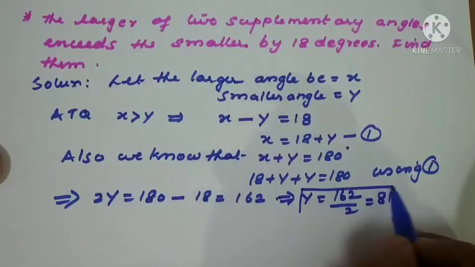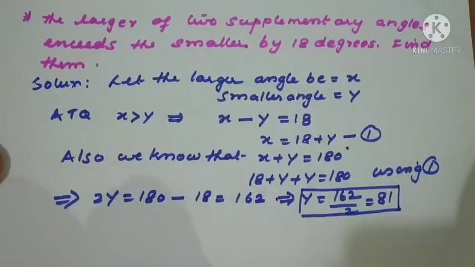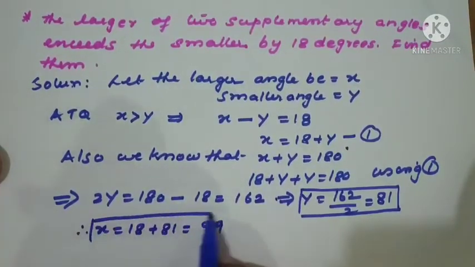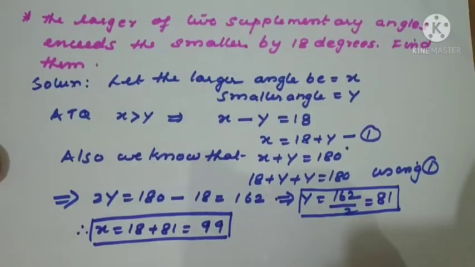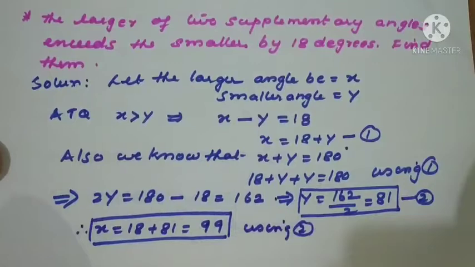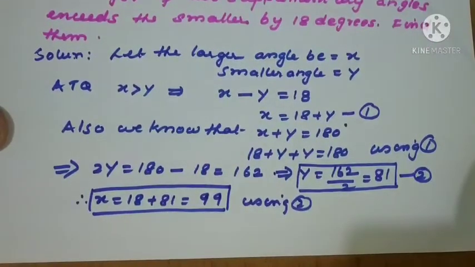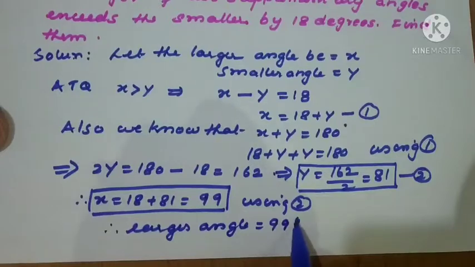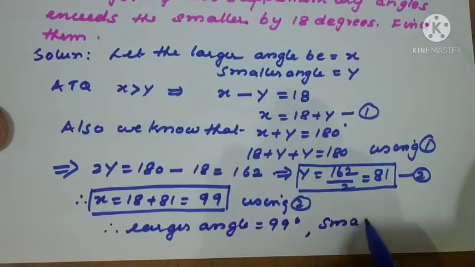So we got the y value. If we got the y value, we can calculate x. So therefore x equal to 18 plus 81 equal to 99. So I can make it here too, using 2, if you want. Then what is the conclusion? We should write which are the angles. So we should write, therefore the larger angle equal to 99, smaller angle equal to 81.